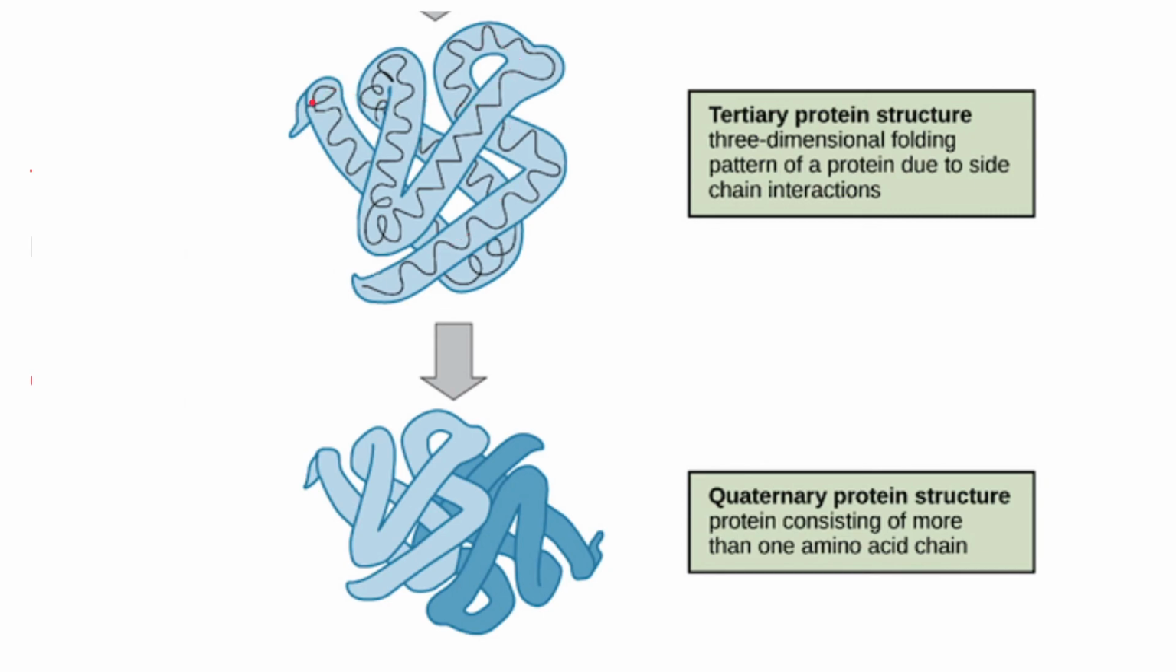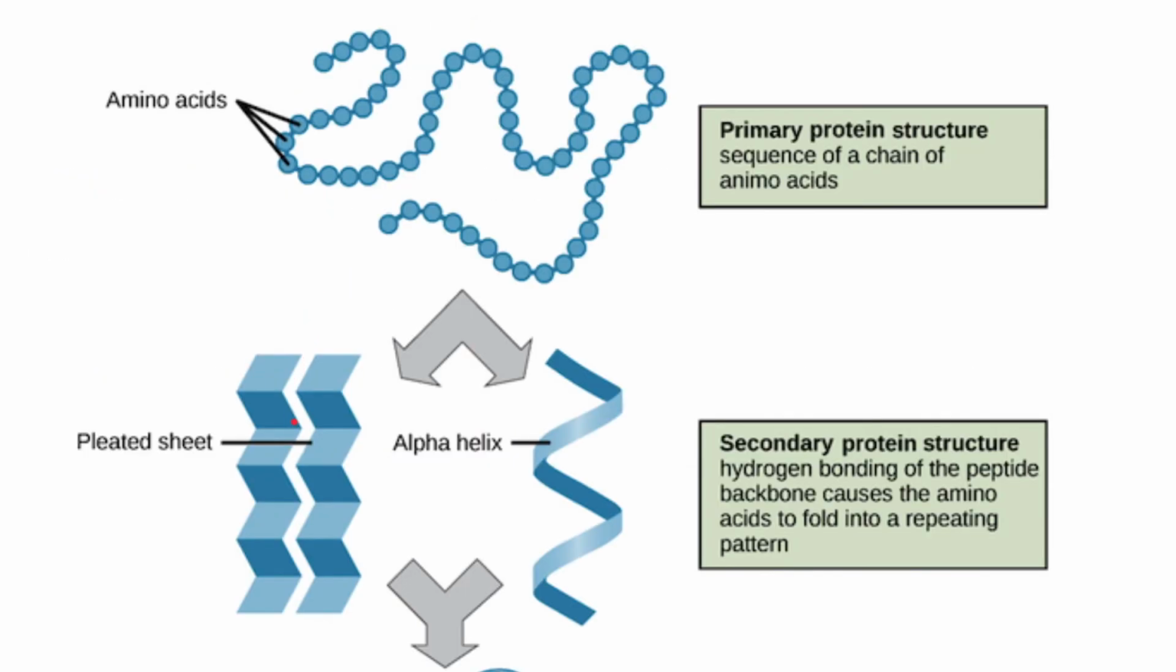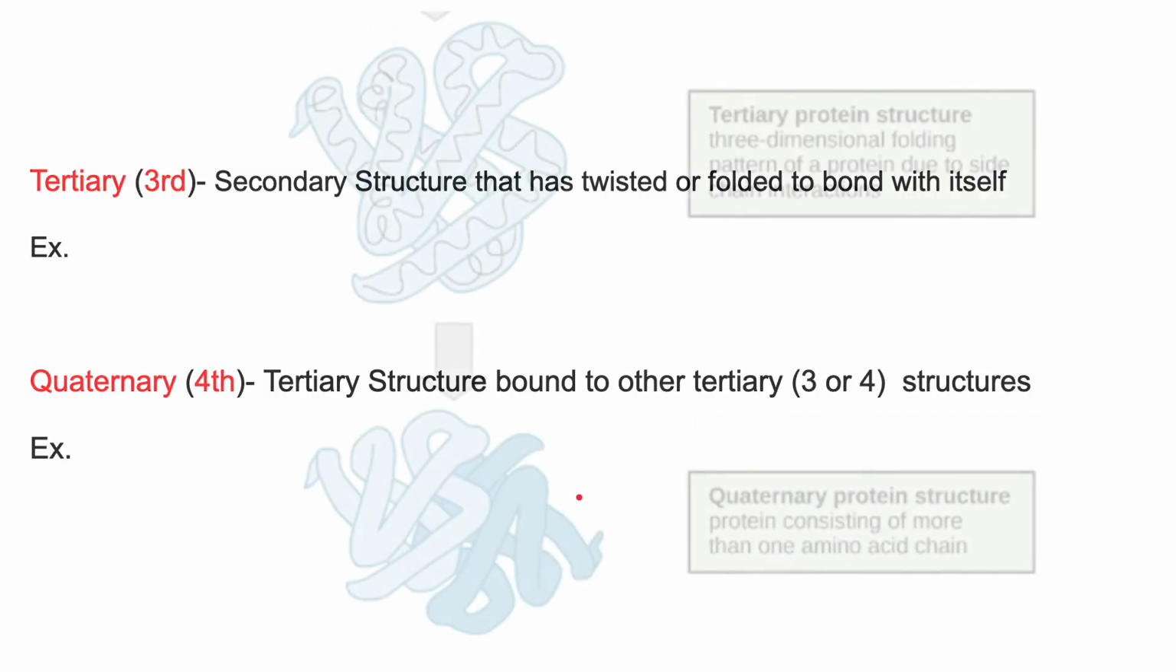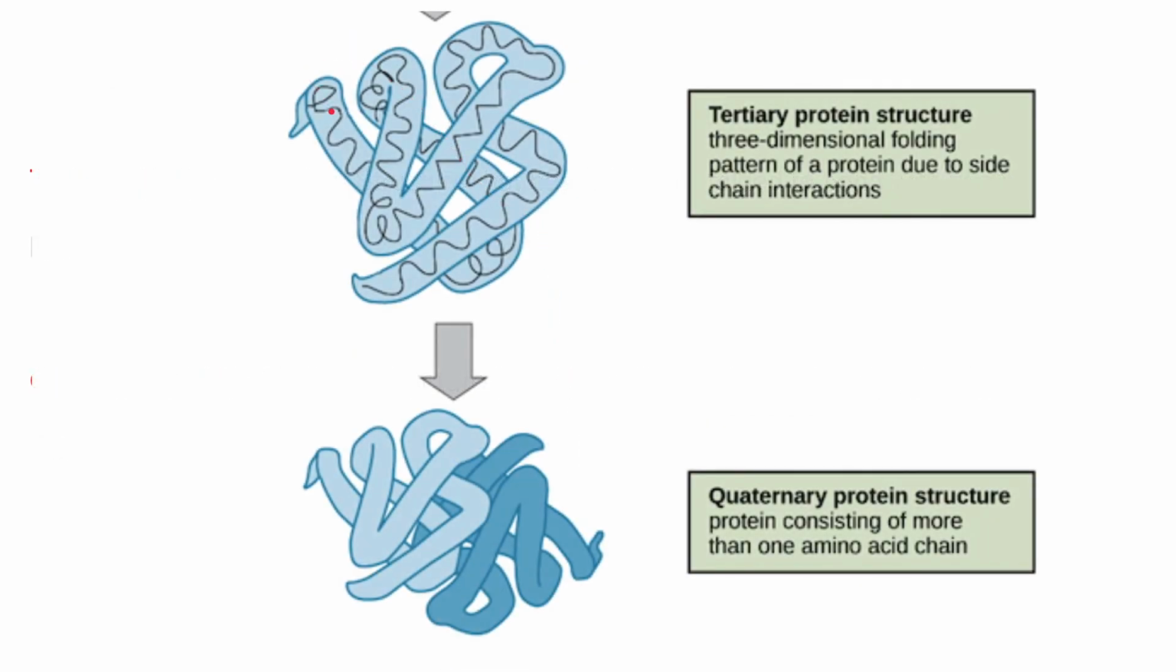And so if you're looking at just the alpha helix or the pleated sheets, you're zoomed in this far and you can only see that level of structure, you're only at secondary structure. But if you zoom out further and you see how those pleated sheets and alpha helices end up making this bigger network of shapes, now you're looking at tertiary protein structure. This is still just one polypeptide chain. This actually isn't a protein yet.